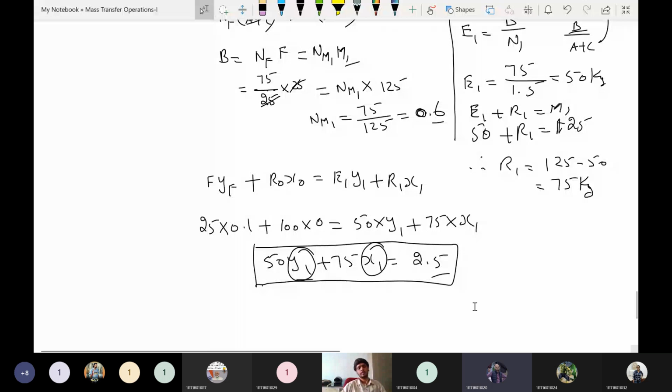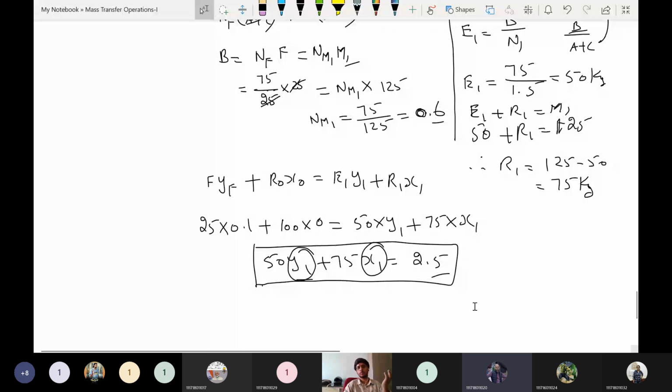We don't have a clue that some B may be here, some B may be here. They have not given that all the units are giving into one stream only. So we don't have a clue. Unless they provide some clue or they cancel out one stream, only then can we estimate.